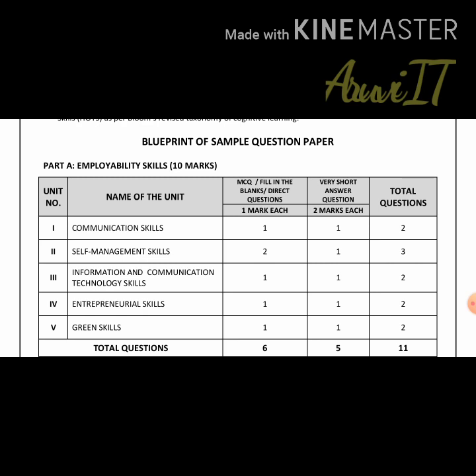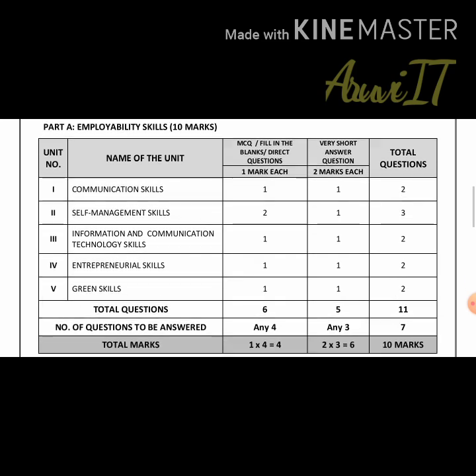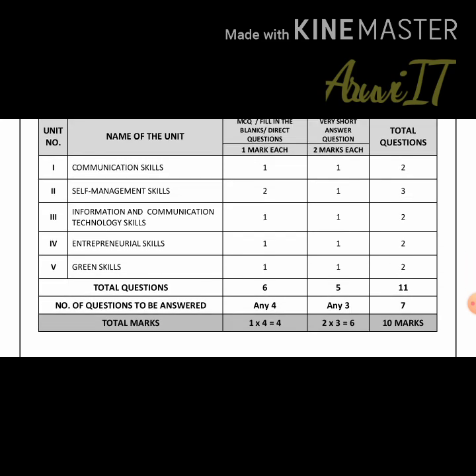And then the last one, that is the fifth unit, we can see the green skills. In the green skills we can get one 1 mark question and then one 2 mark question. So totally we can get 2 questions in the last unit, that is the fifth unit. So in total, we can say we get 6 1 mark questions and 5 2 mark questions, totally 11 questions.